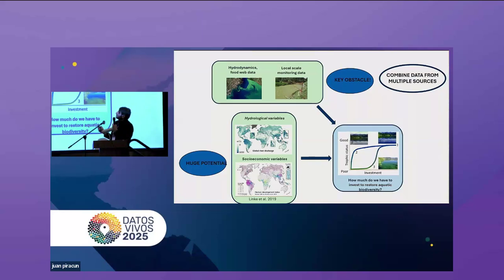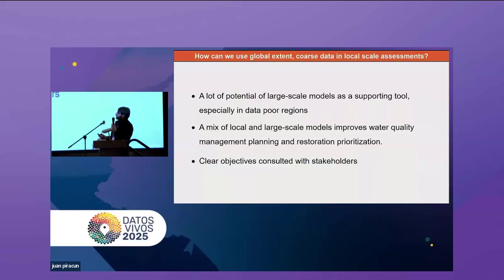But this is the key obstacle here. It doesn't matter how good a spatial resolution we have in terms of our data if we don't have good monitoring data at local scales that allow us to calibrate these models. So a lot of potential, but we also need this mix of local and large-scale models.